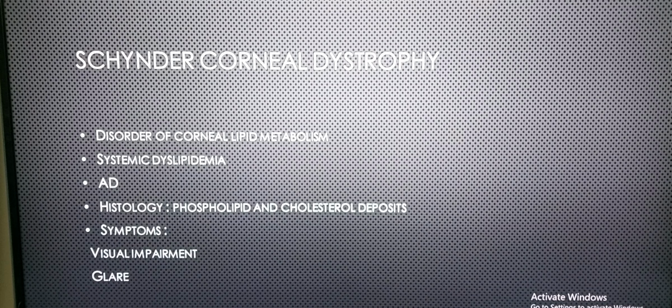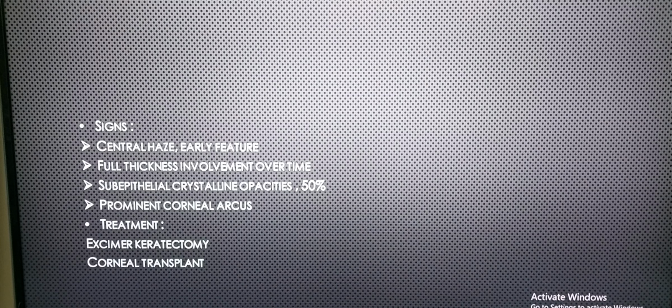Histology shows phospholipid and cholesterol deposits. Symptoms are visual impairment and glare. There is central haze, which is the early feature. Full thickness involvement occurs over time. Subepithelial crystalline opacities are present in 50% of the cases.